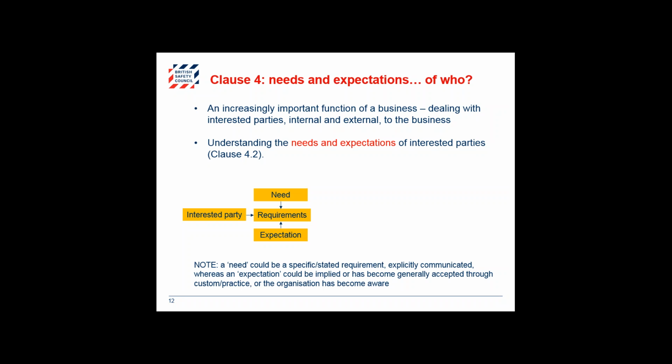An expectation, however, might not be formally stated or written down or documented or communicated. However, it has become generally accepted, let's say from a local community point of view, that you're not going to cause any disruption through, let's say, nuisance, noise, dust, whatever it might be. And so it's become custom and practice that you will avoid any negative impact on them, and they become the expectations of this particular stakeholder group.